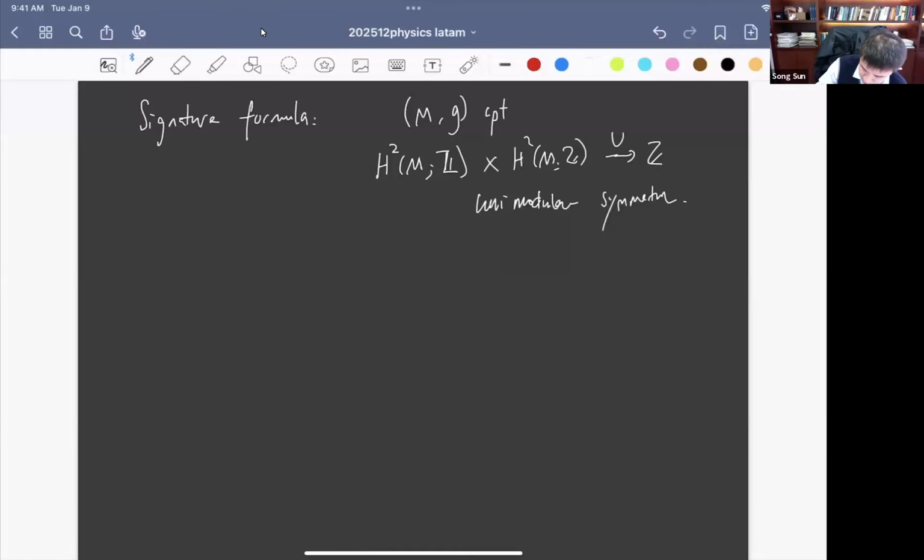So it has a signature, and that signature we denote by sigma of M: the number of positive eigenvalues minus the number of negative eigenvalues. Again, here you need the orientation. And then maybe generally use tau. Okay. And then the signature formula is the Hirzebruch signature formula.